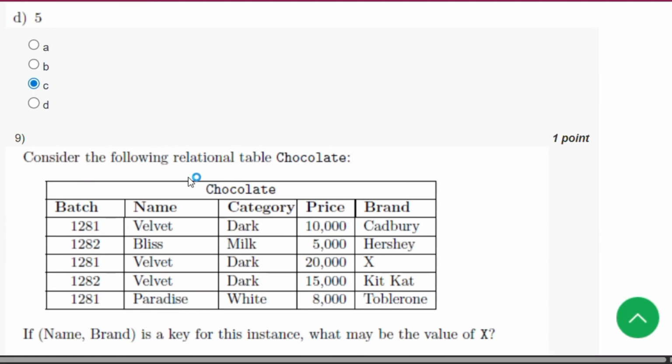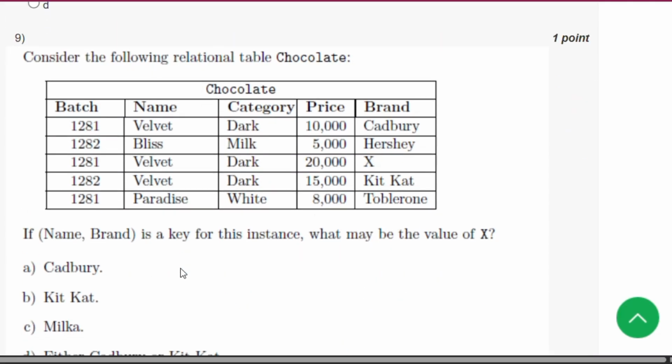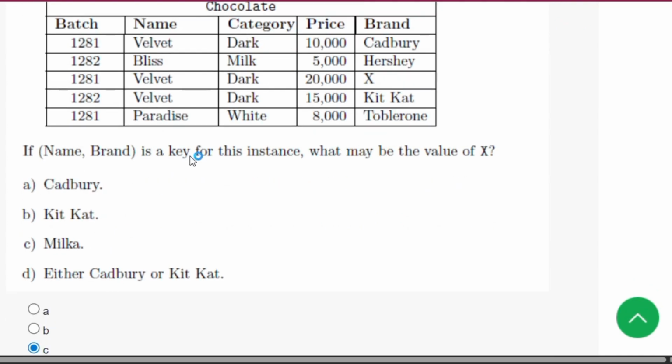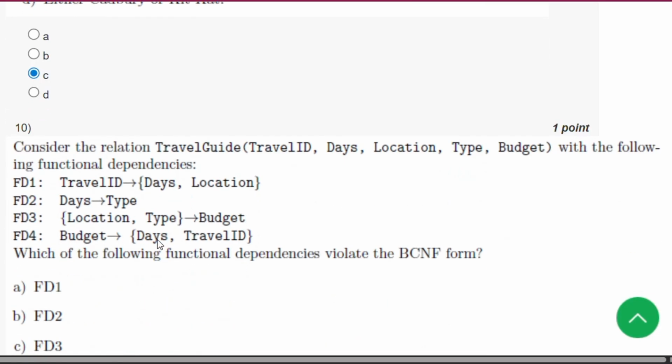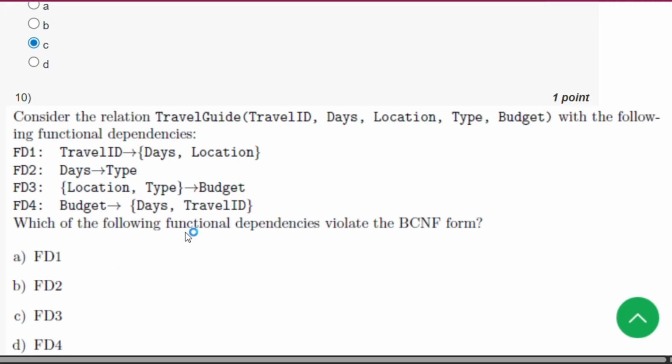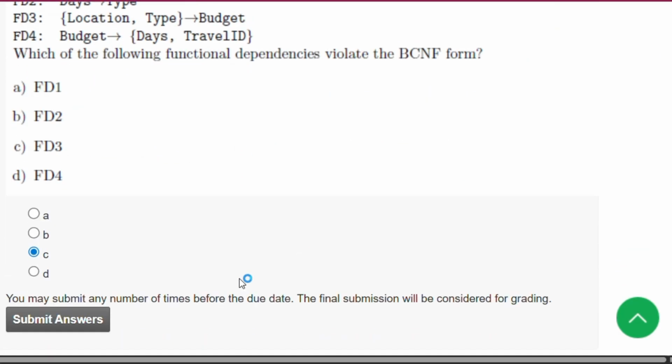Now question number 9, consider the following relational table chocolate. If name brand is a key for this instance, what may be the value of x? So the answer will be option C, that is Milka. Now question number 10, consider the relation travel guide. Now which of the following functional dependencies violate the BCNF form? So the answer will be option C, that is FD3.